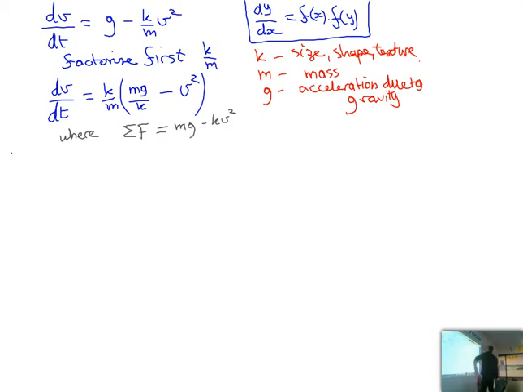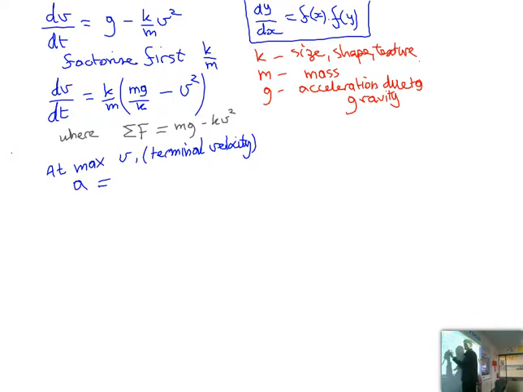So, if we get to some maximum constant velocity, what can we say about the acceleration on the object if its travel reaches some maximum constant velocity? 0. Acceleration goes to 0. So at max v, which we're going to call terminal velocity, okay, the acceleration is equal to 0.